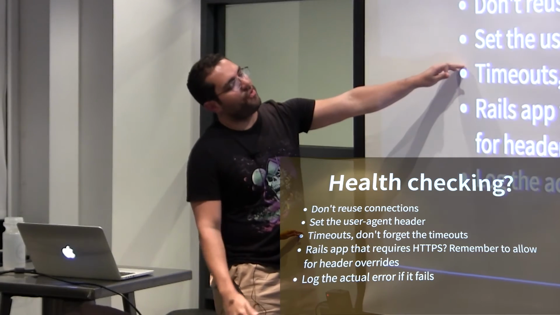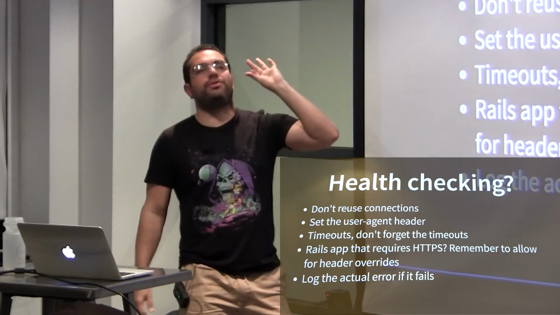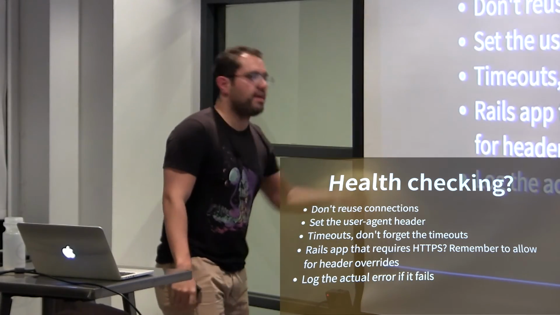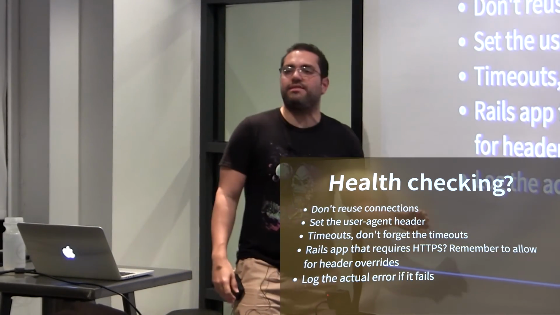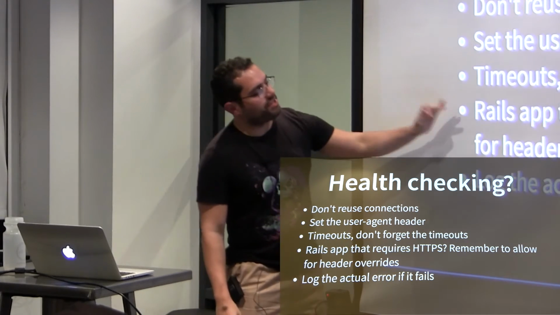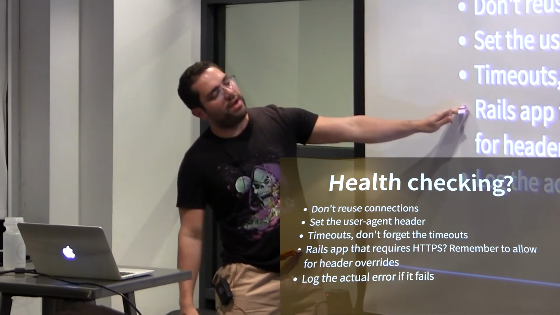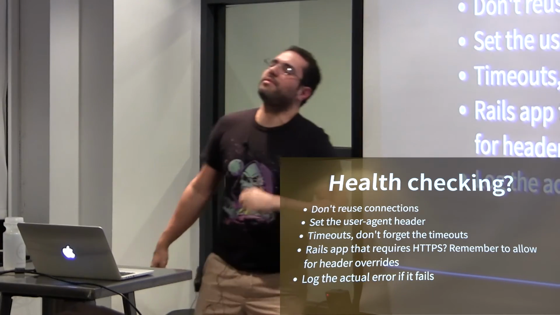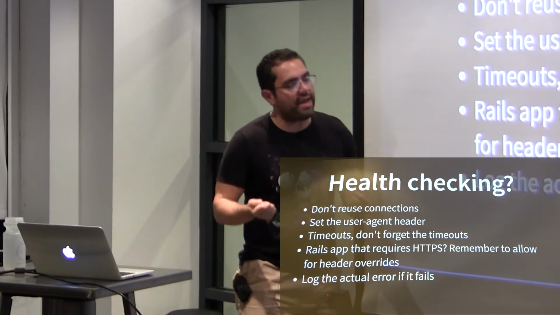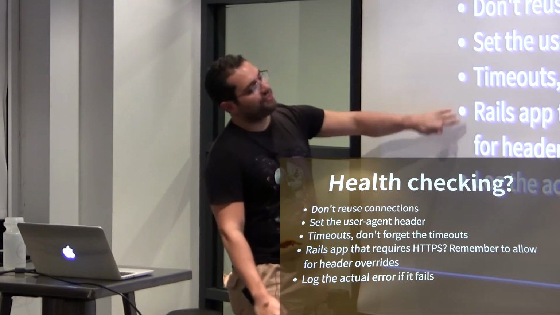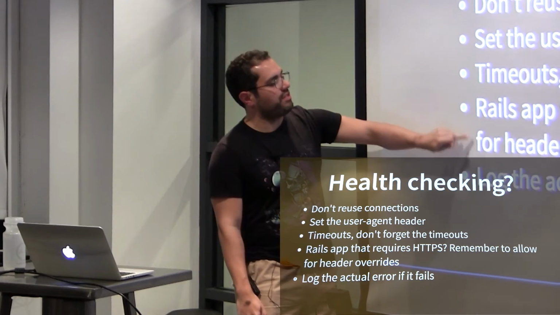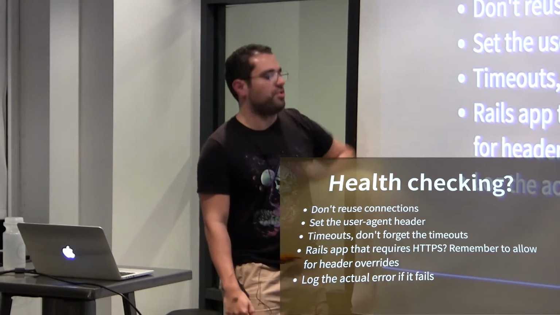Set timeouts. Don't forget the timeouts, especially now that we're all on Go 1.8. Use the context, set the timeout for your context, and let that timeout go for the connection. If your application is going to require you to be running HTTPS, like a Rails app, like what we have in there, make sure you can override the headers, so the X-Forwarded-Proto in here is needed. Otherwise, when you send the request to Rails for the health check, it's just going to fail.